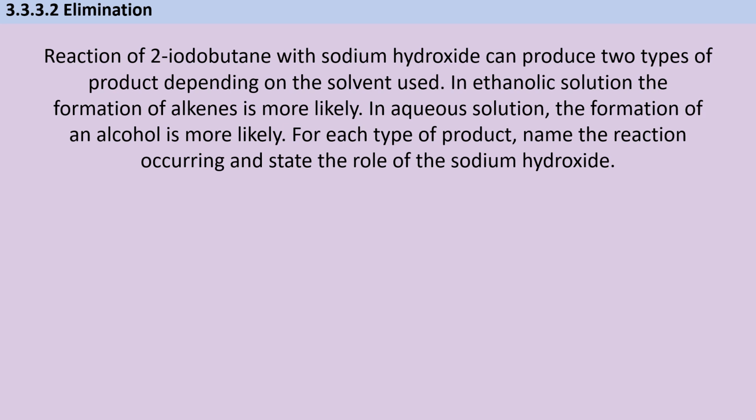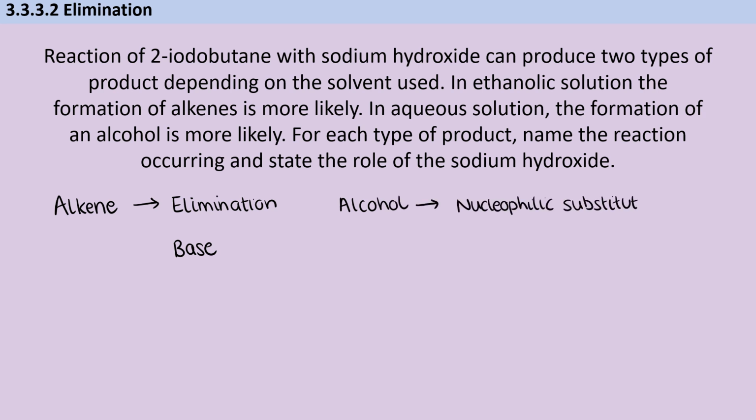Reaction of 2-iodobutane with sodium hydroxide can produce two types of product depending on the solvent used. In ethanolic solution, the formation of alkenes is more likely. In aqueous solution, the formation of an alcohol is more likely. For each type of product, name the reaction occurring and state the role of sodium hydroxide. So, in order to make an alkene, we're thinking about elimination, and therefore our hydroxide ion is acting as a base. But to make the alcohol, we're thinking about nucleophilic substitution, so the hydroxide ion is acting as a nucleophile.